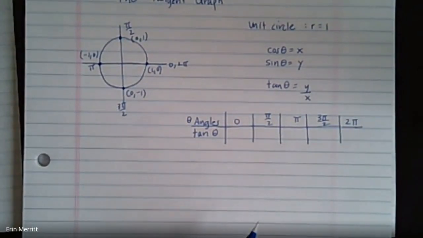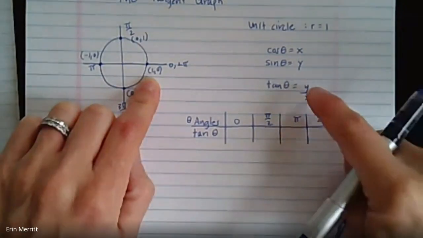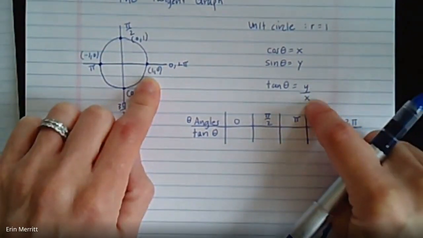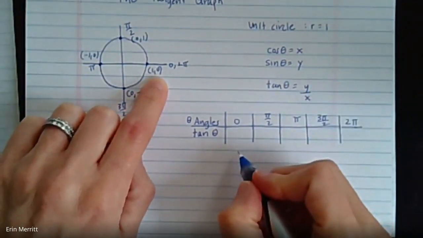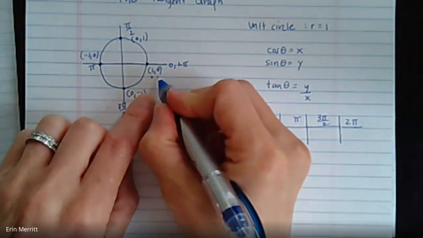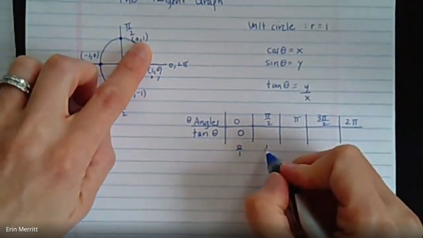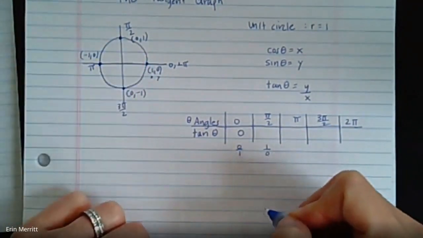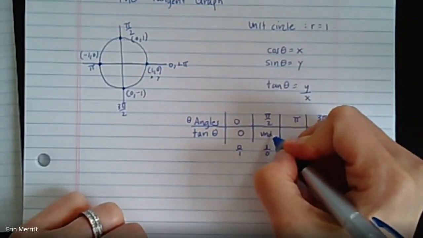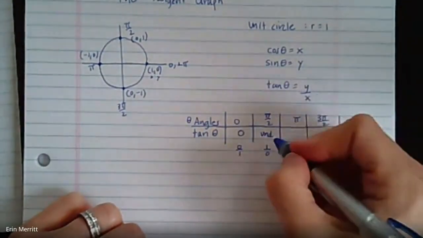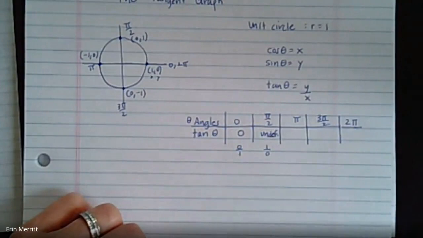Okay, for each point, remember, we're doing the y-coordinate divided by the x-coordinate. So I'll do the work beneath it. So the y-coordinate here, so here's x, there's y, would be 0 over 1 or 0. Up top, y divided by x would be 1 over 0. You know that. That's undefined, right? Or you can abbreviate it however you like.